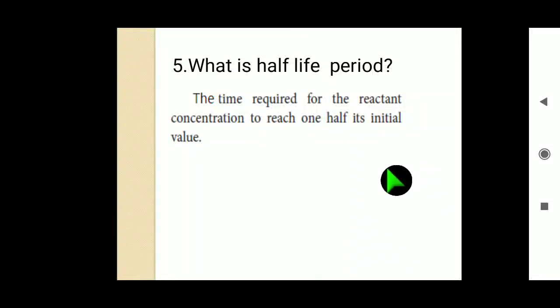So we have to calculate. Make it half: 100 gram turns to 50 gram. How much time is taken? That time is called the half-life period. I think you understood well. Let us move to the next question.